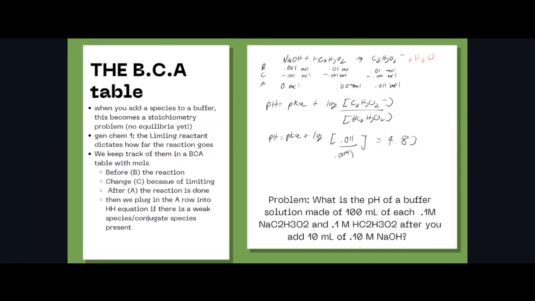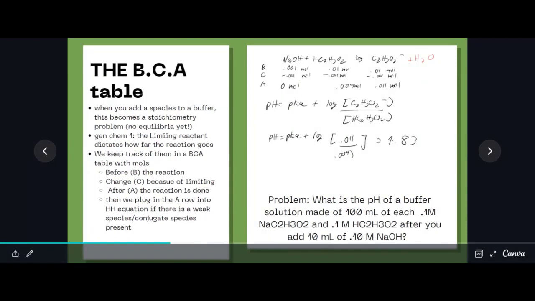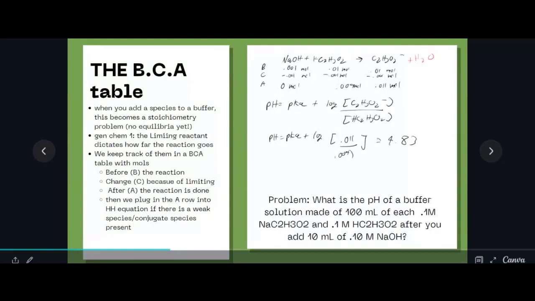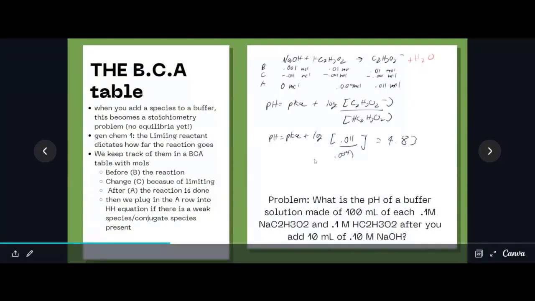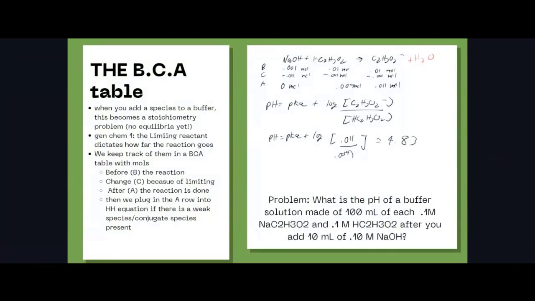There are differences and similarities between the BCA table and ICE tables, and a lot of students get those confused. Notice how in this problem there's one arrow, so it goes to completion, like it was mentioned. But for equilibria problems, since weak acids and weak bases don't dissociate completely, you have to keep track of that equilibria. This is an example problem I have. What is the pH of a buffer solution made of 100 mL each of 0.1 M of that, and then 0.1 M HC2H3O2, after you add 10 mL of NaOH?